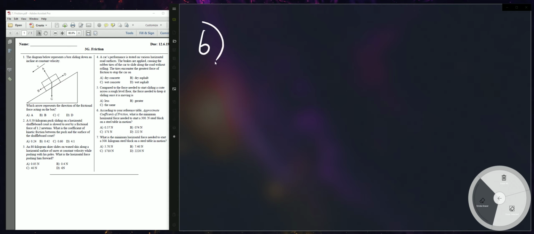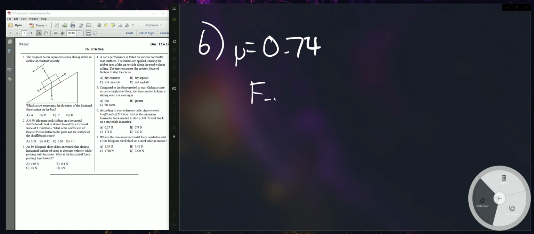Number 6. According to a reference table of approximate coefficients of friction, what was the minimum horizontal force needed to start a 300 newton steel block on a steel table in motion? They want the minimum horizontal force, so they want to overcome the static force. To get an object moving, you must overcome the maximum static frictional force. It's steel on steel, so if you look at your reference table for static friction, your mu is 0.74.